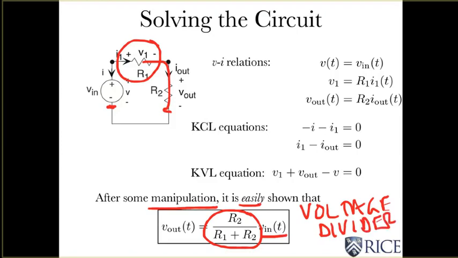And the resistors split the voltage. Divided is where the terminology comes from. So the bigger R2 is, the closer the ratio here is to 1. The smaller R2 is relative to R1, the smaller this proportionality constant gets.